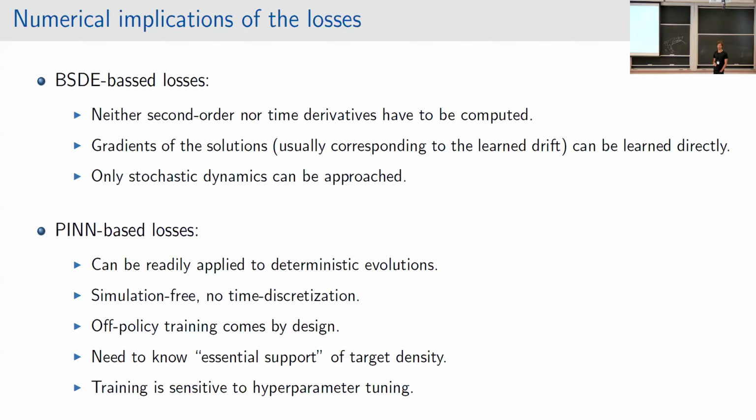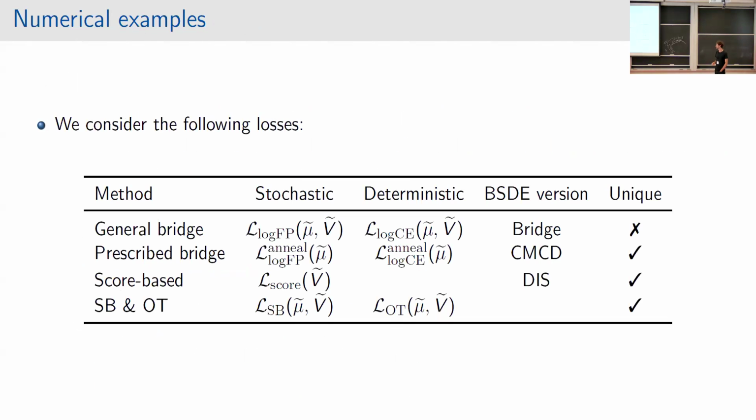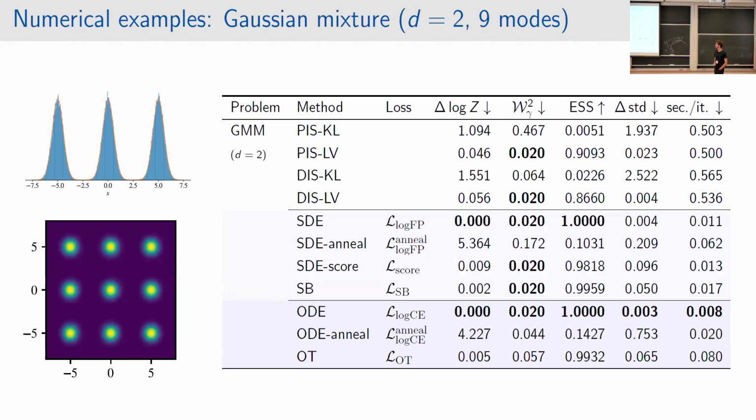in our numerical experiments. But yeah, for the numerics, I basically now want to compare these different losses that I have shown you before. So just to recap, we have a stochastic evolution, we have a deterministic evolution, we have some BSDE versions, and we can either consider a general bridge, which has non-unique solutions, or a prescribed bridge, aka annealing strategy, score-based generative modeling, or Schrödinger bridge or optimal control. Okay, and I want to start with an easy example, a two-dimensional Gaussian mixture, but it's actually not so easy because it has 9 quite well separated modes.